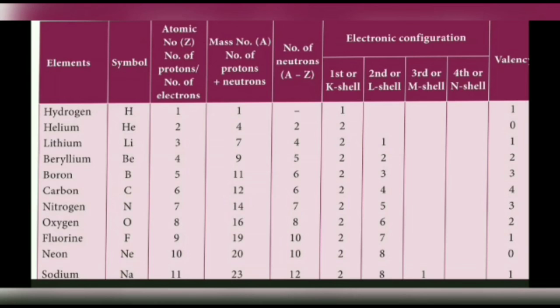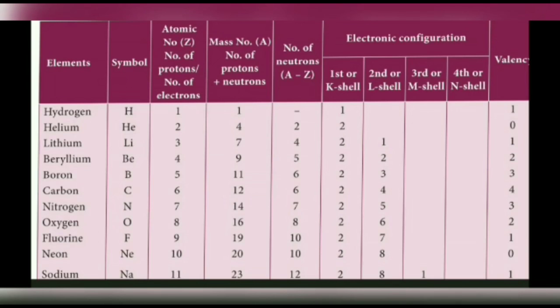Next, this is very important, in nitrogen, in the second shell 5 electrons are filled. So here we change the rule, 8 minus 5. Therefore valency is equal to 3. Okay, in oxygen, atomic number 8, the number of electrons present in the second shell is 6. Therefore 8 minus 6 is equal to 2. Valency is equal to 2. Okay, in fluorine, atomic number 9, in the second shell only 7 electrons are there. So 8 minus 7 is equal to 1.